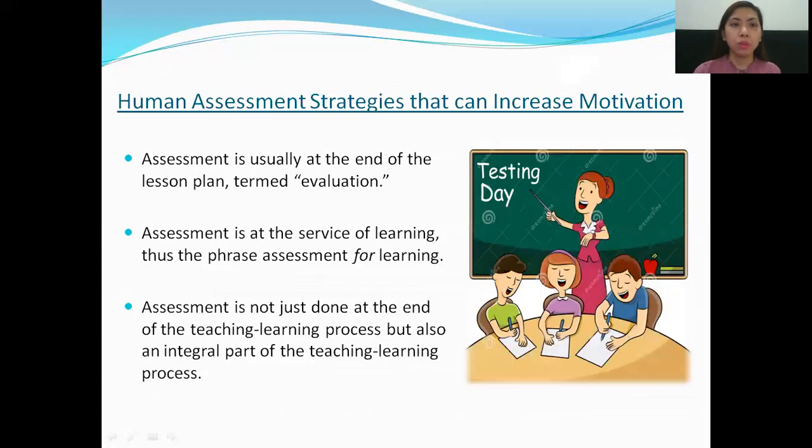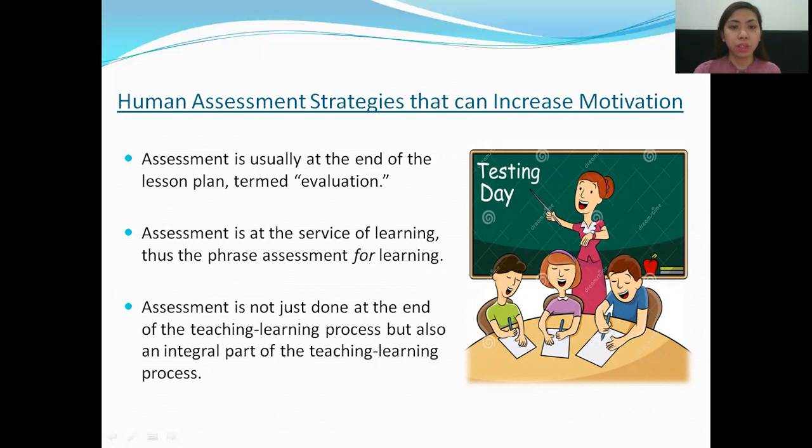Now let's talk about human assessment strategies that can increase motivation. Assessment is usually at the end of the lesson plan termed evaluation. It means that the instructional cycle is not completed without assessment. Assessment is at the service of learning. Thus, the phrase assessment for learning.